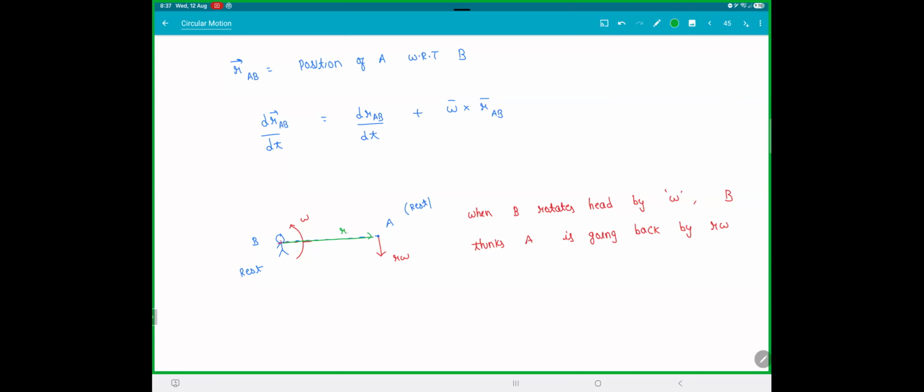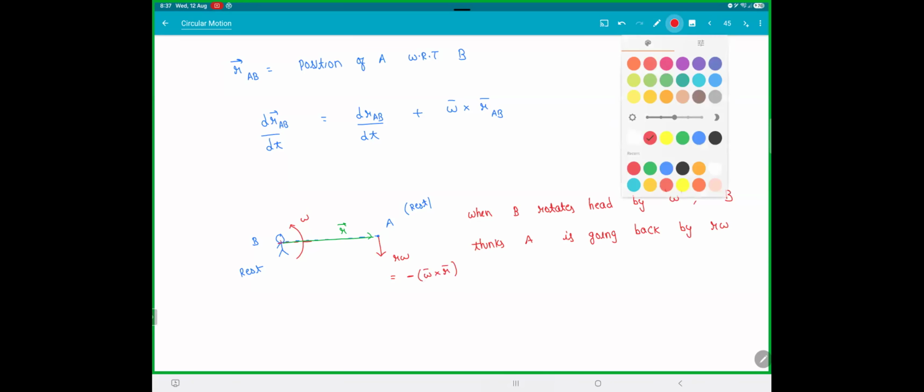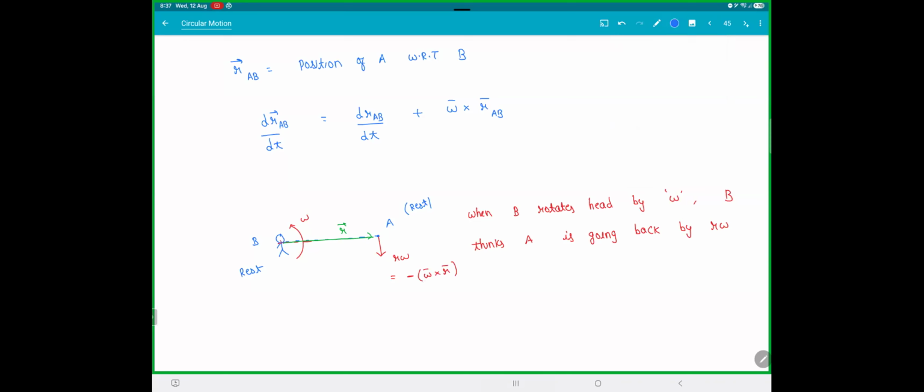this is your R bar. Omega is out of the plane, so omega cross R. This would be minus of omega cross R. That is the vector form. So basically this omega cross R is the relative velocity because of rotation of the head.